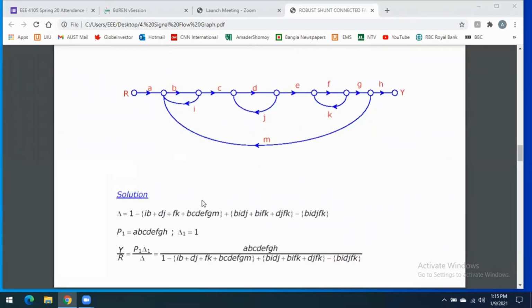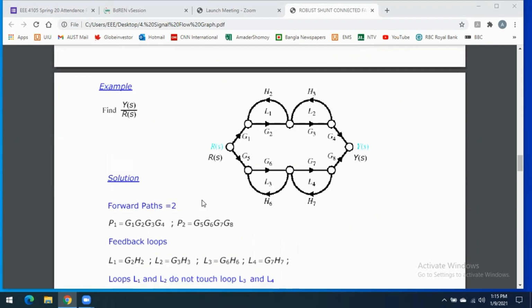This is one example I did for you. And the second example. Anybody needs me to explain the second example again?